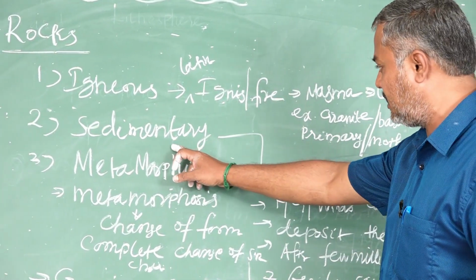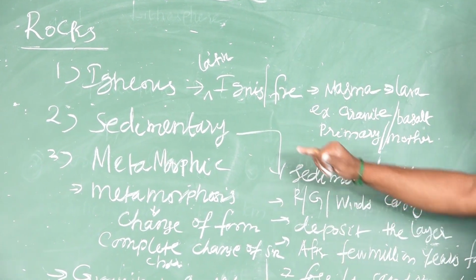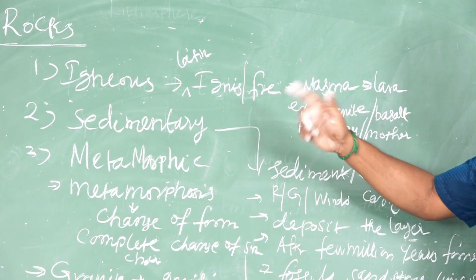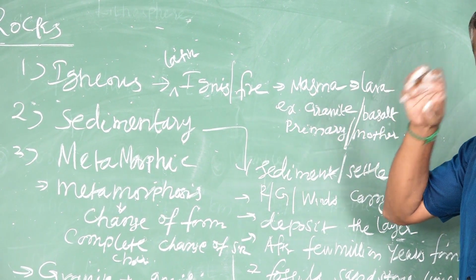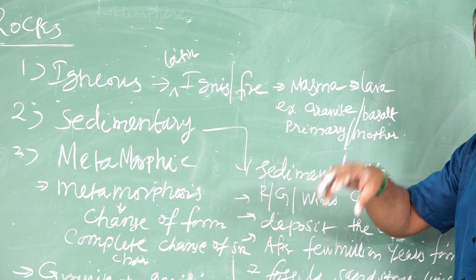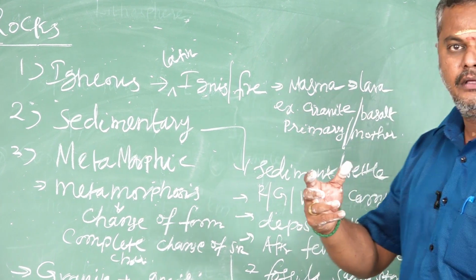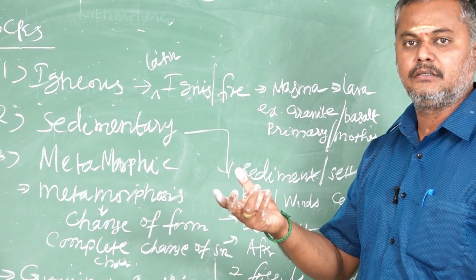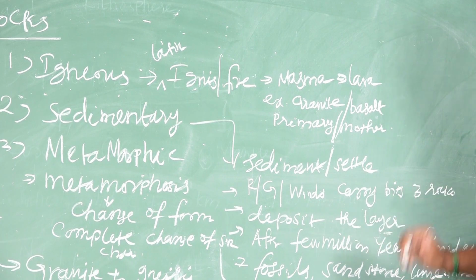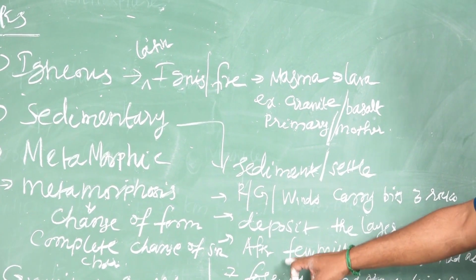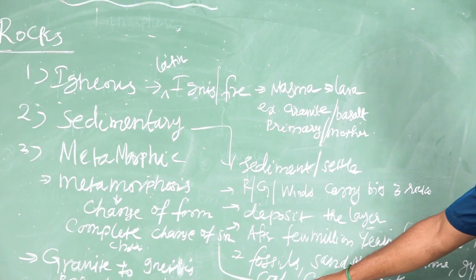The second one is sedimentary rock. Sedimentary rock is derived from the primary rock, because the sediments are deposited by the winds, rivers or glaciers. These sediments form after a few million years and go on to form sedimentary rocks, deposited in layers. Examples are fossils, sandstone, limestone, gypsum, and coal.